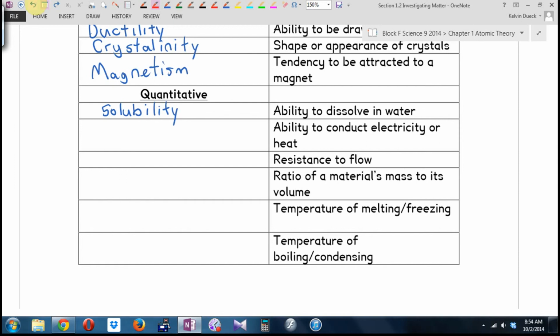The ability to conduct electricity or heat, we call that conductivity, and that one's not too bad because the word conduct is in the word conductivity.